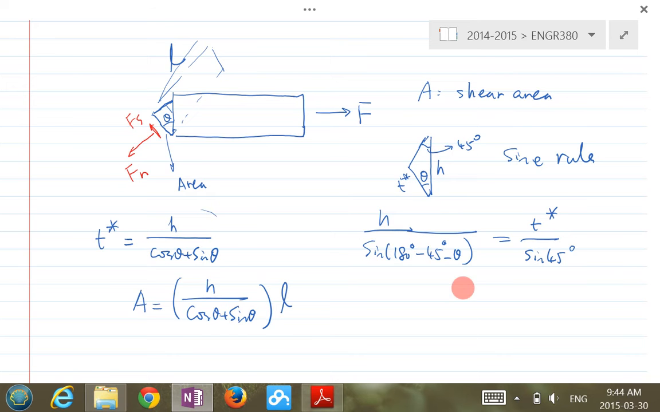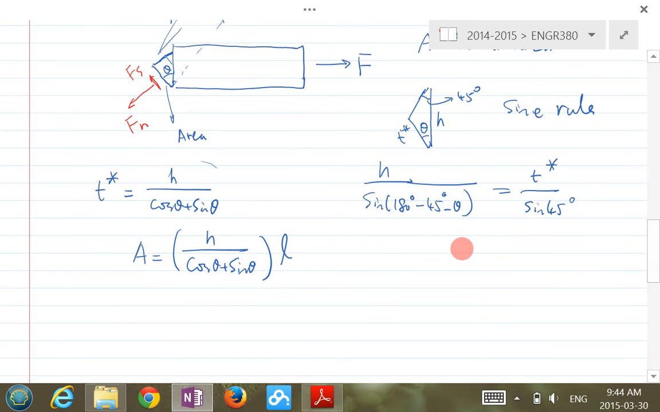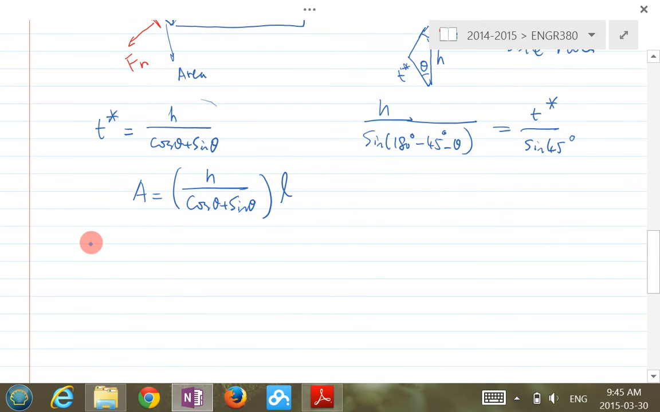Is that good? So then, because of equilibrium, how much force is Fs and how much force is Fn? That's basically the equilibrium equation. So Fs should equal F sine theta and Fn should equal F cosine theta. Now you have the area and the two forces, so we're able to calculate the shear stress and normal stress at this cutting cross section.